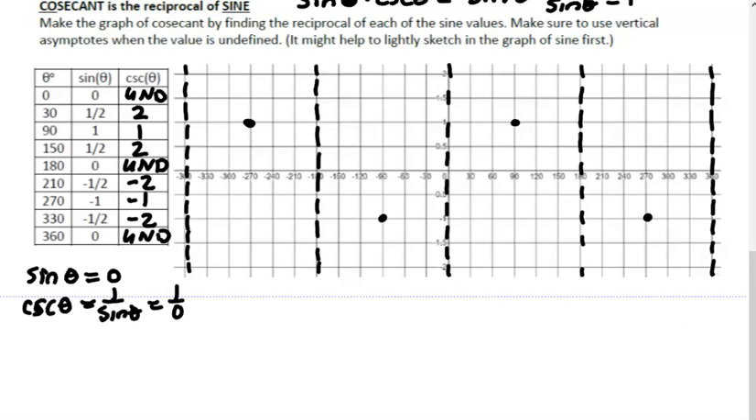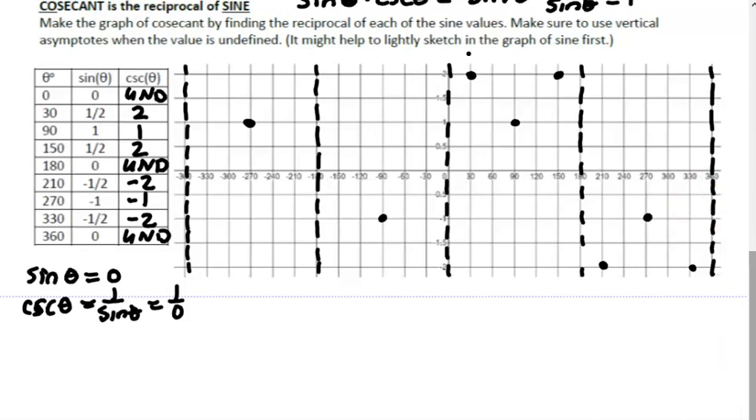The last group of points are the points where sine is equal to 1/2. Sine is equal to 1/2 at 30, so cosecant is equal to 2. Sine is also equal to 1/2 at 150, so cosecant of theta is equal to 2. Then if we go into our quadrant 3 and 4 angles, sine of 210 is -1/2, so cosecant of 210 is -2. Sine of 330 is -1/2, so cosecant of 330 is -2.